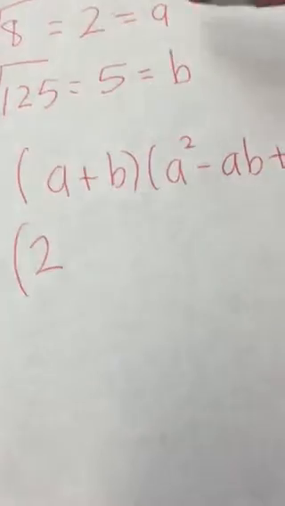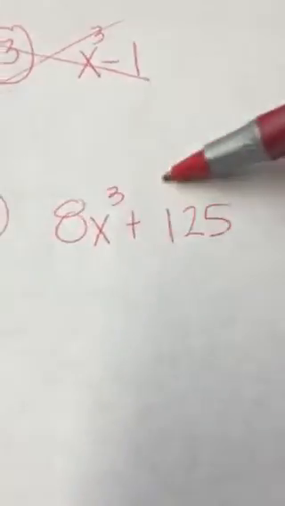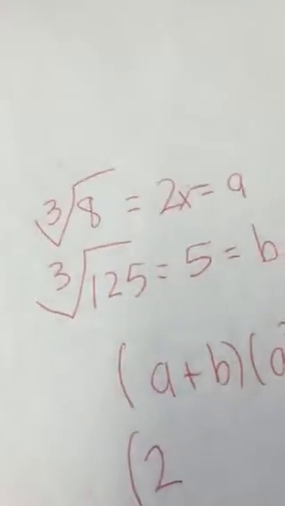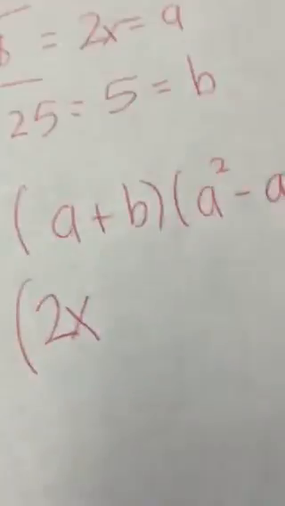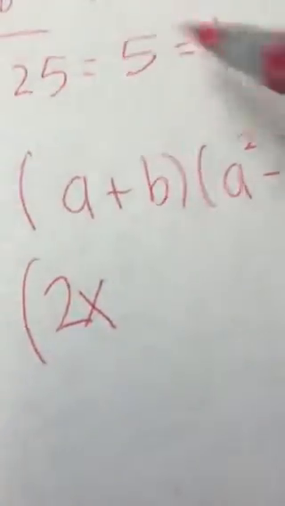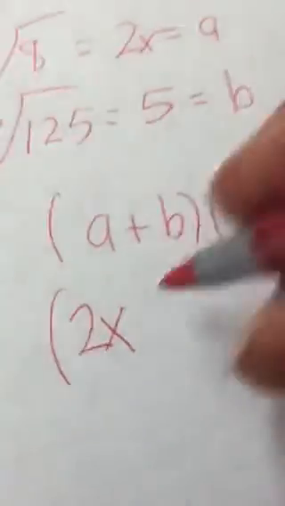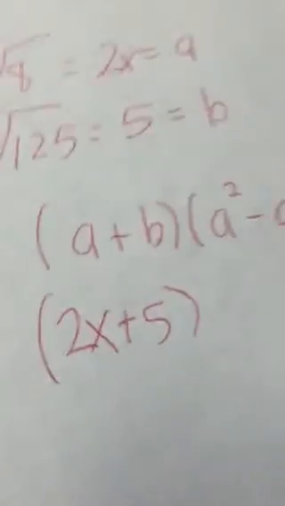Now the only downfall is I should have written it up here. If we go back to our problem, it was 8x cubed. So I also need an x with my 2. Let me add that in. Got it. All right. Then B is 5. So I'm going to replace B with a 5.